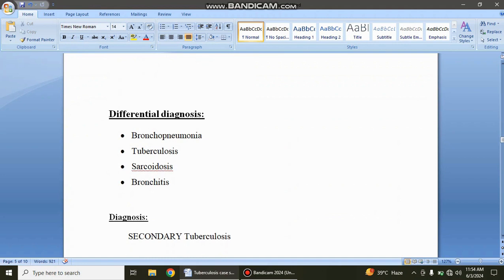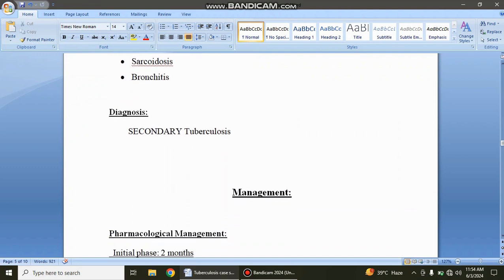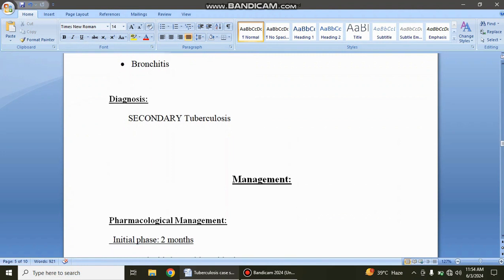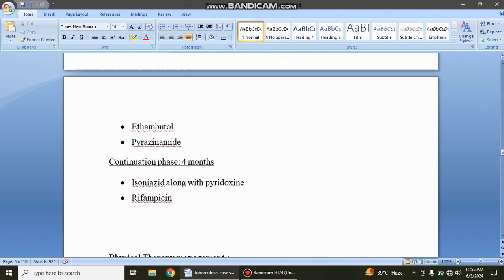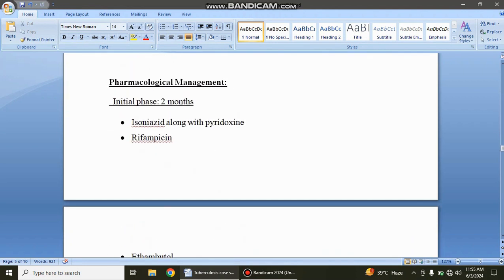And then differential diagnosis. We do the DD with bronchopneumonia, tuberculosis, sarcoidosis, bronchitis. And what is the diagnosis? Secondary tuberculosis. Management: there are different types of management, which include pharmacological management and physiotherapy management. Pharmacological management consists of 2 phases. Number 1, the initial phase, comprises 2 months of isoniazid along with pyridoxine. These are the medications that we give to the patient.